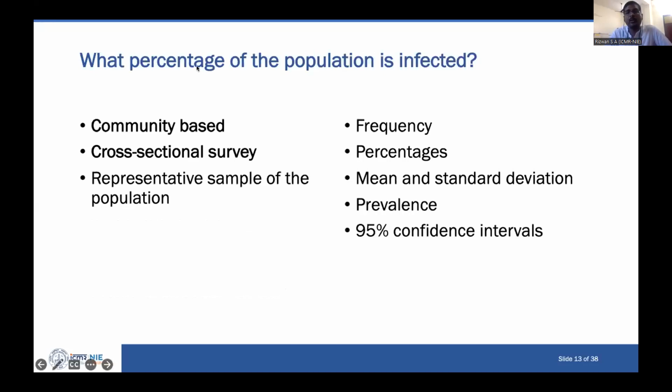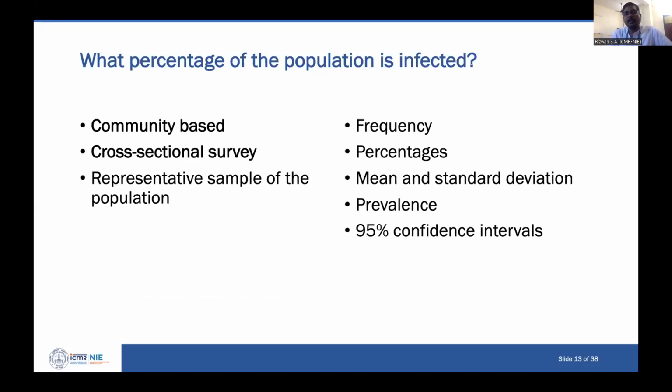Another example, what percentage of the population is infected with COVID-19? So as you know, we conduct large COVID sero surveys to answer this question. So it will be a community-based cross-sectional survey using a representative sample of the population. Again, whatever you are going to tell as result will be in the form of frequency, percentages, mean and standard deviation, prevalence, or 95% confidence interval.